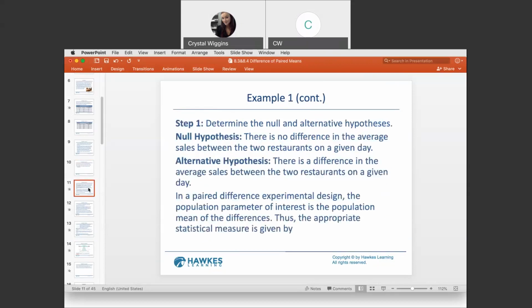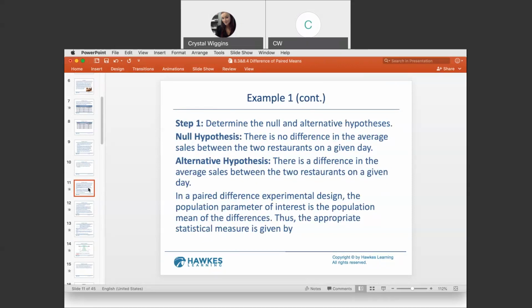So we want to define the null and the alternative. The null will always be that there's no difference, which means the subtraction is equal to 0, while the alternative hypothesis is always going to represent that there is a difference, not equal to 0. In a paired difference experimental design, the population parameter of interest is the population mean of differences.